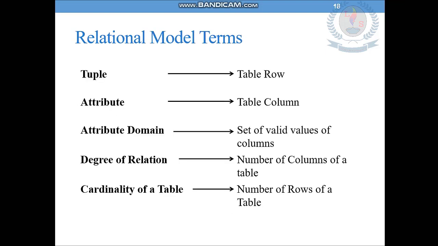So now let's move to the next topic. What are the relational model terms? The first one is tuple. The word tuple indicates a table row. We can represent a table column by the name attribute. Then the set of valid values of a column, we can name it the attribute domain. Then the number of columns in a table, we can say it's the degree of relation. The number of rows of a table, we can say it's the cardinality of a table.